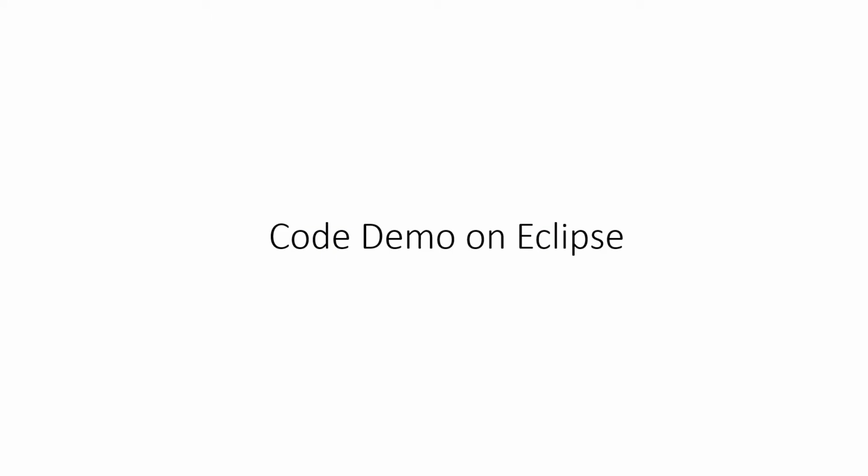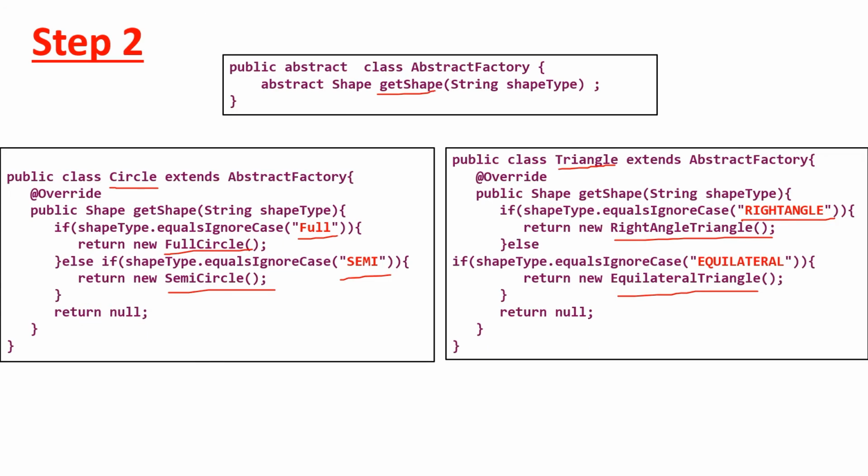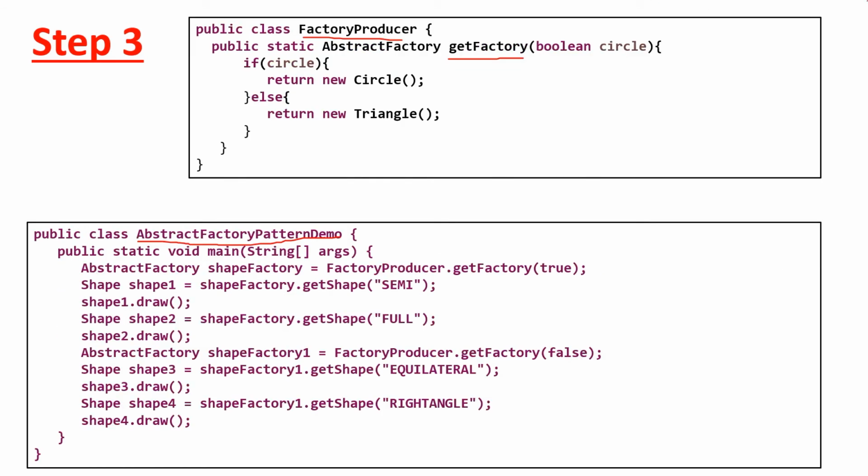So here we have 2 factories. One is the circle factory and the other one is the triangle factory. Now if you pass circle as true, it is going to create a circle factory, else it is going to create a triangle factory. Now if you go in this code, you can see that using this get factory, if you pass true, it is going to create a shape object right here, this part.